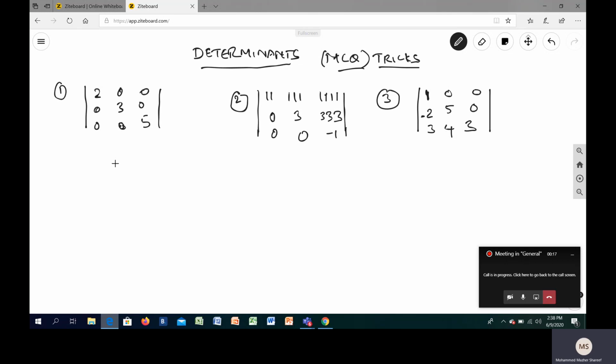Okay, quickly we'll just look at the determinant of this one. This is 30, and the determinant of this particular given matrix is negative 33, and the determinant of this one is 15. And now you might be wondering, without expanding the matrix or applying any particular operation, how I got it so quickly.